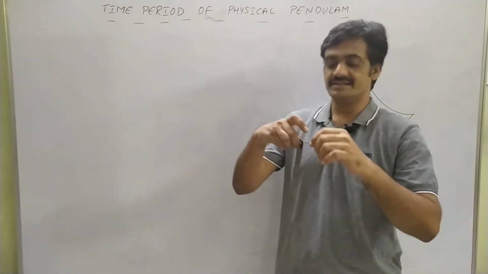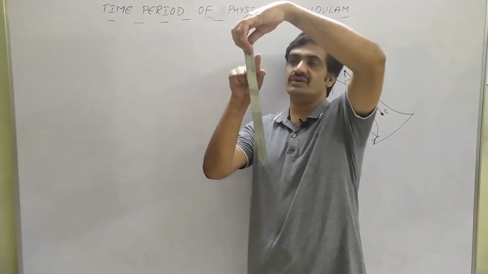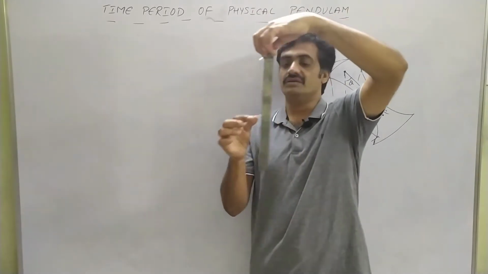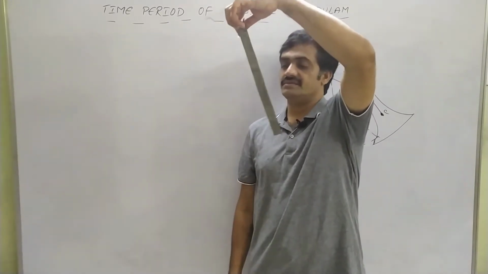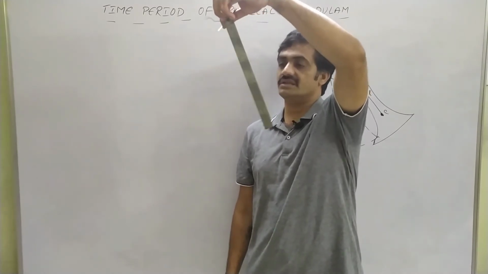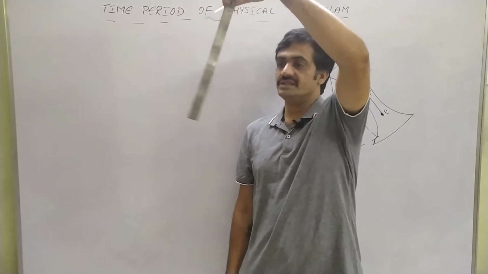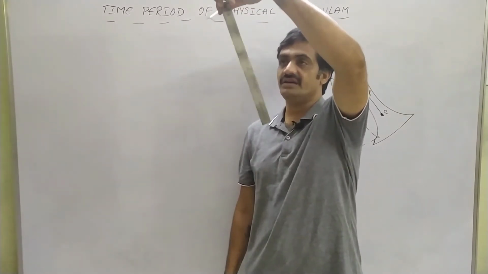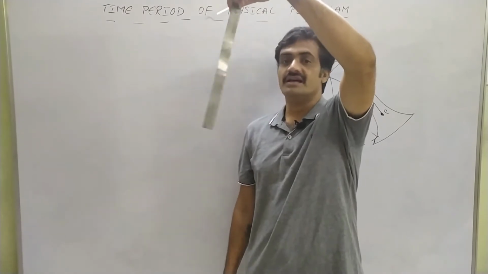Now here I have considered a rectangular rigid body which is pivoted at the upper end. Now I am going to oscillate the body like this. Observe that it is making oscillations. Observe that it is making an angle of theta in the case of oscillation. So we can consider it as an angular SHM.